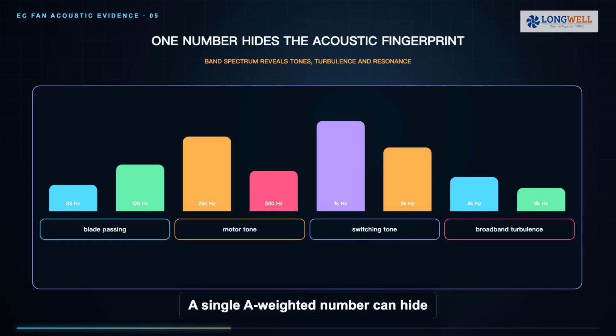A single A-weighted number can hide the reason a fan sounds annoying. Keep the octave or 1/3 octave spectrum. Low-frequency blade passing content, motor tones, switching tones, and broadband turbulence need different remedies. The quietest total number is not always the least noticeable spectrum.